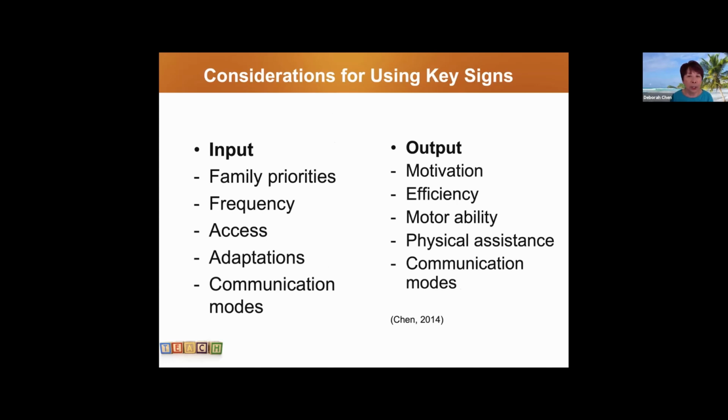Let's consider how to select keyword signs. For receptive communication or input, we have to think about family priorities. What are the parents' goals? How frequently will the family use keyword signs? And do they have access to learning them? What adaptations will they make? And what communication modes do they use to communicate with a child? Do they use speech as well as pictures or objects or touch cues?